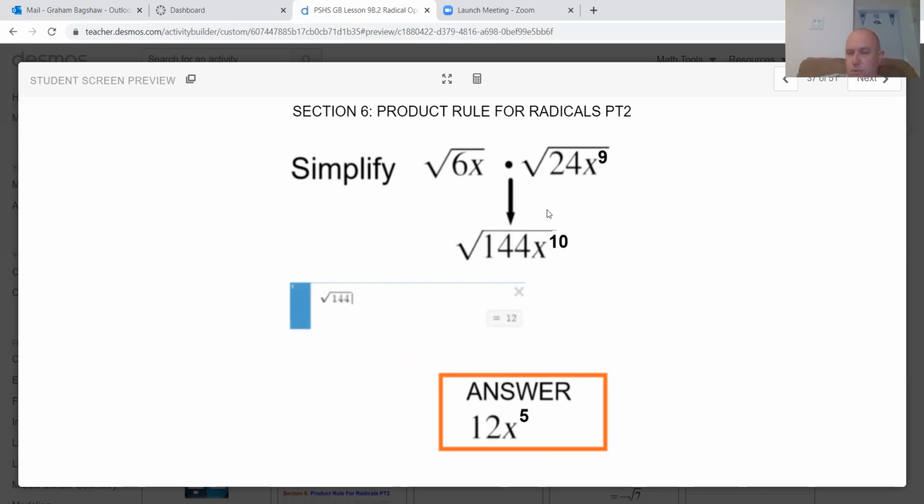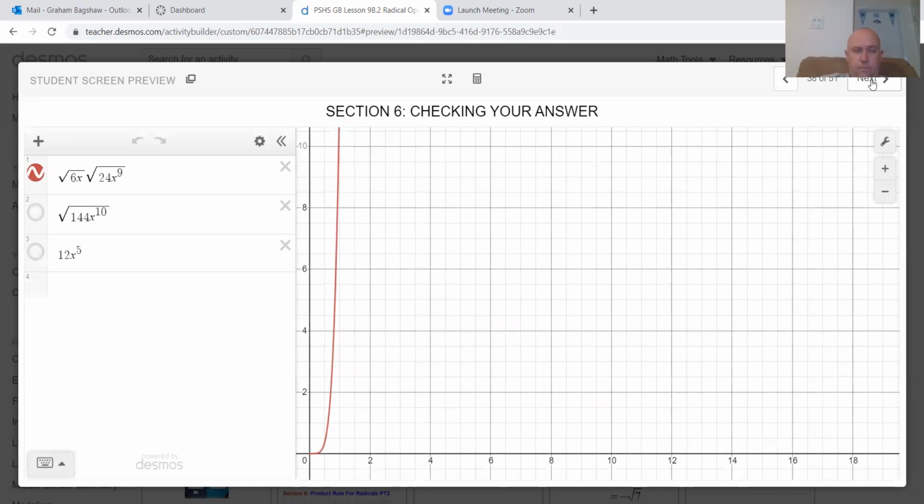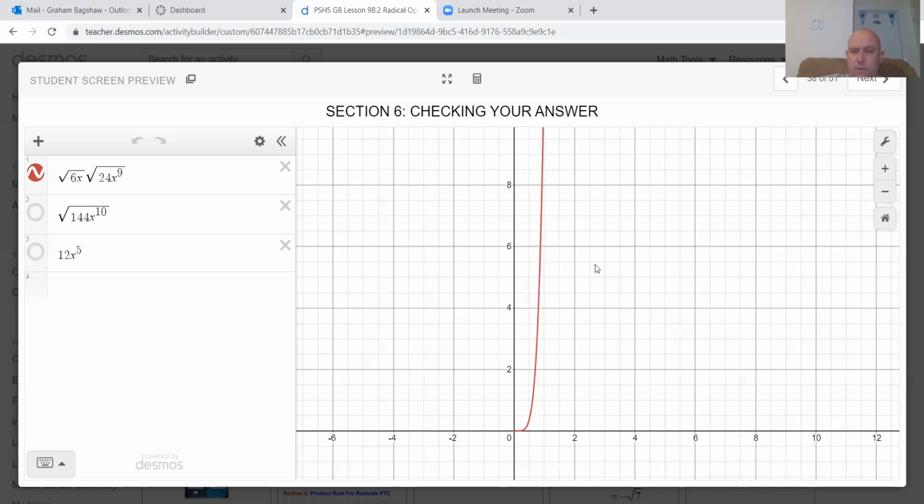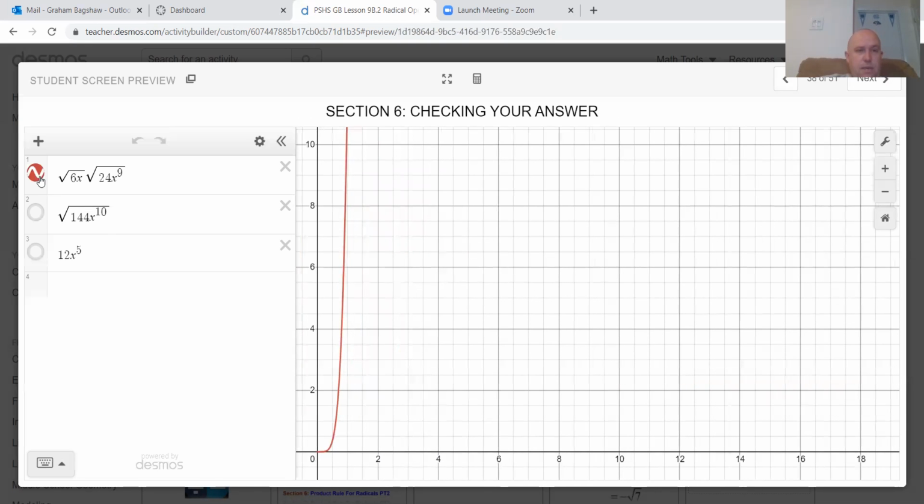And you can't type in the whole question in Desmos because this has letters in it, but you can certainly do the numbers part. So the square root of 144 is 12. And for exponents, remember, you just half the exponent. So a half of 10 would give you 5. If you want to check that answer on Desmos, this one seems to work just fine. So this one's good. So we can type in the question.